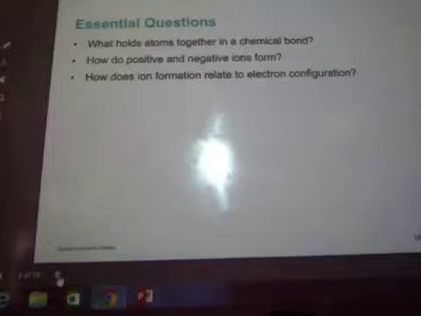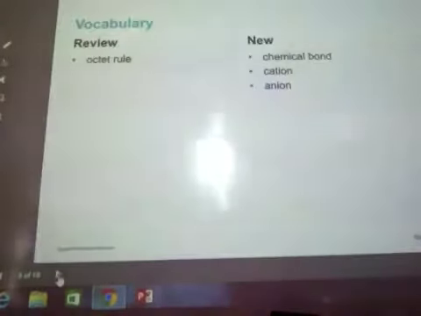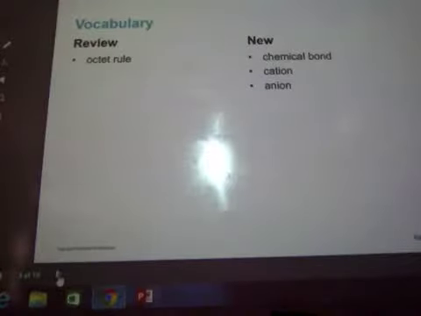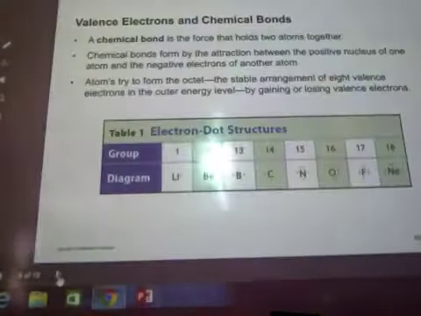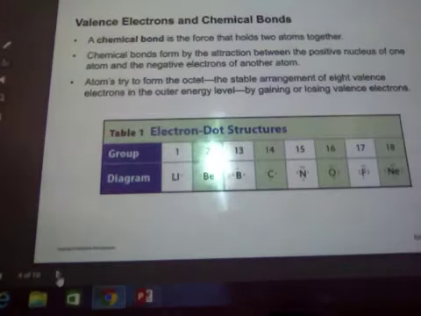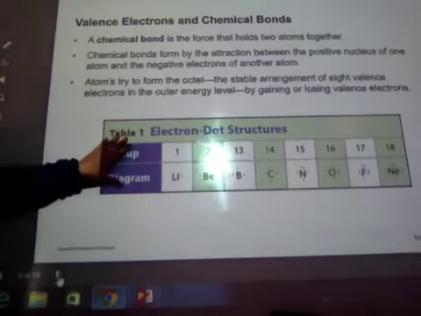Essential questions are at the end. Make sure you look at these before the test. And vocab, not very many, but cation and anion will be very important. So, here's where we're starting at.